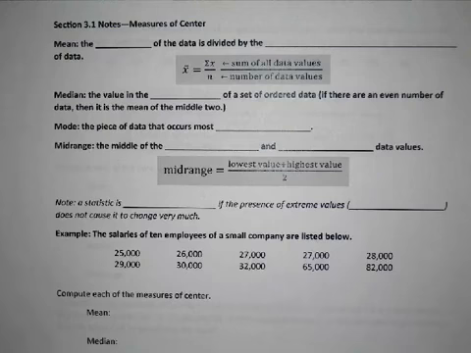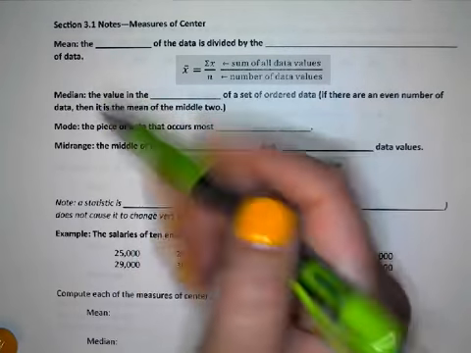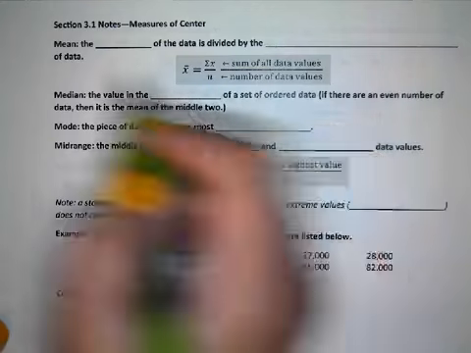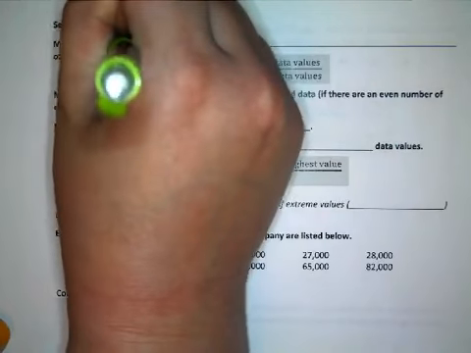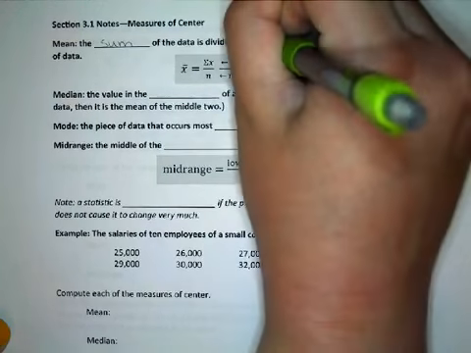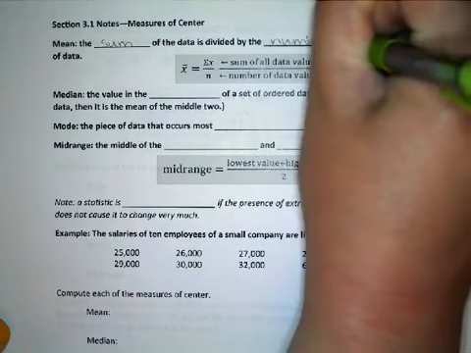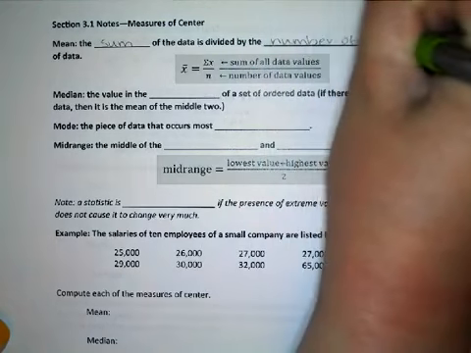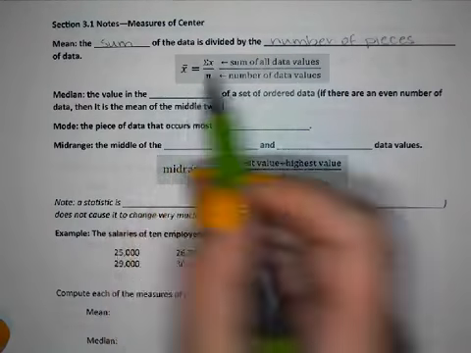So first, we have measures of center, and the four vocabulary terms we're going to look at are mean, median, mode, and mid-range. So the mean is the sum of the data divided by the number of pieces of data. And this is the formula we have written out.